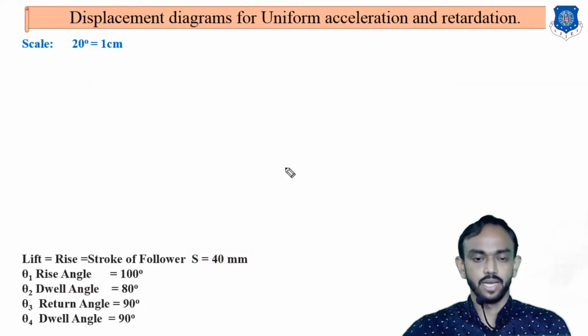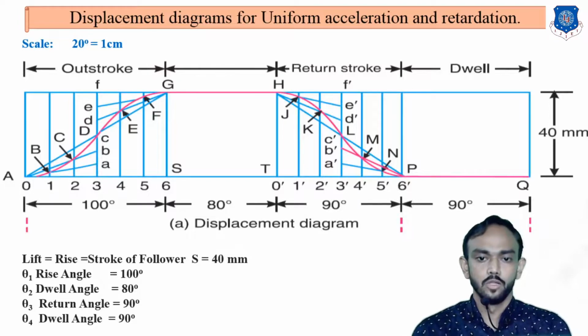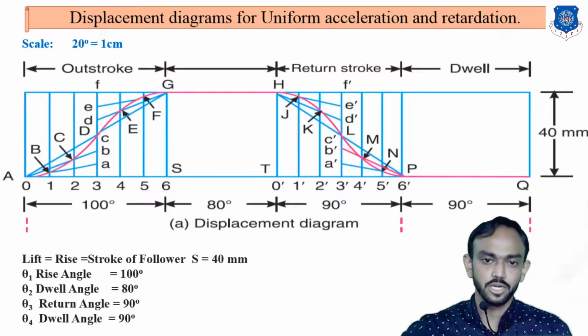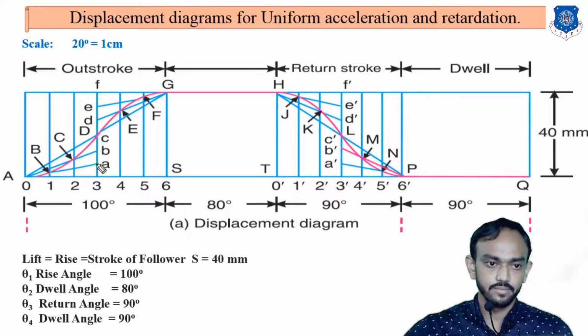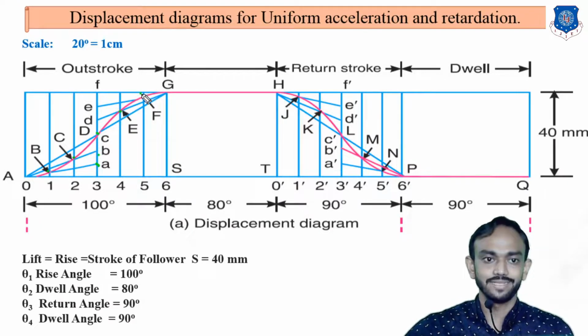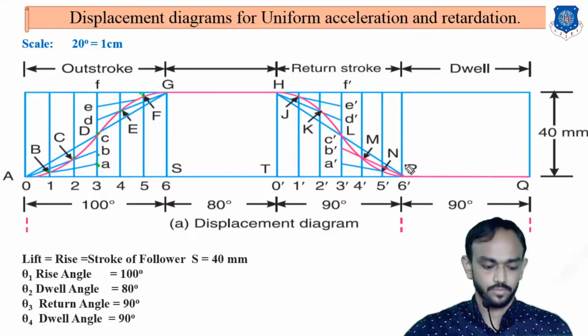Okay, let's check it with the given figure in the book. So this is the uniform acceleration diagram. Check here. After dividing this center line, you can check these lines which intersect the vertical lines, you will get these points, and through these points you will get the uniform acceleration diagram, and the same for retardation.